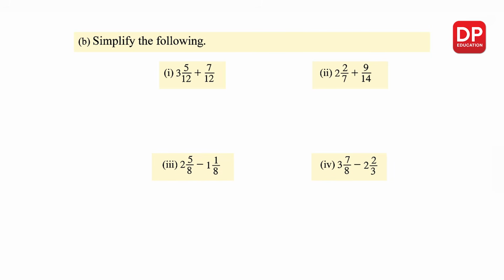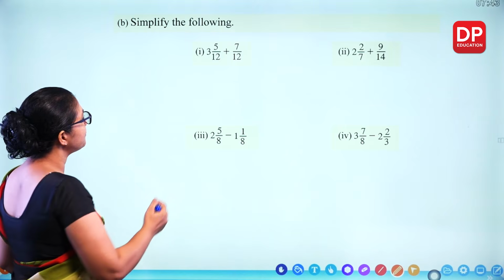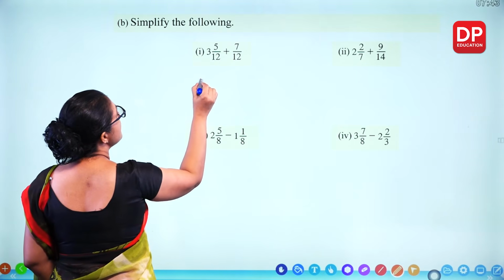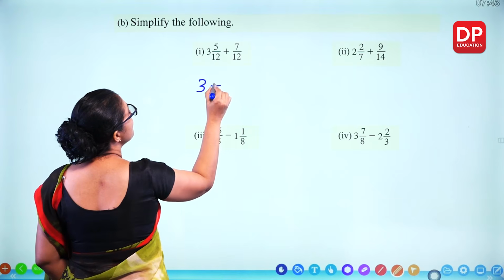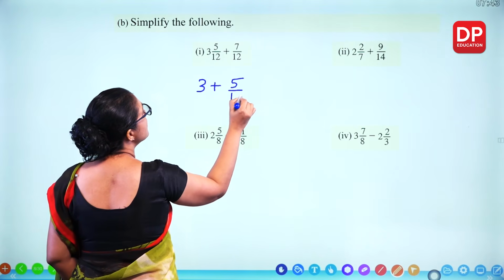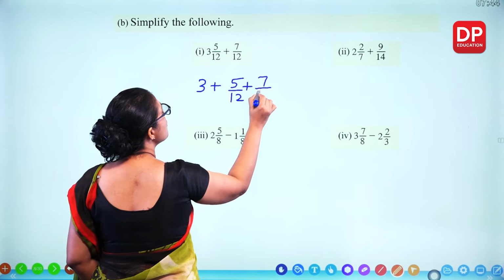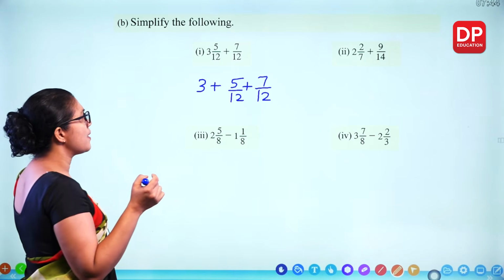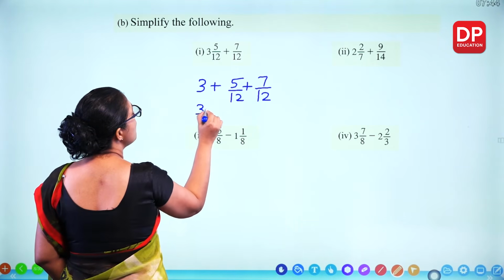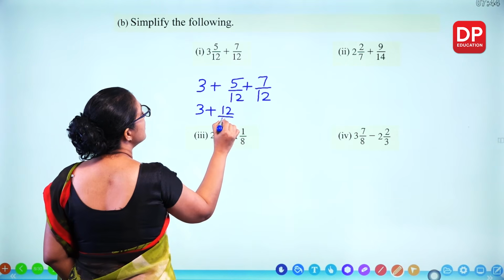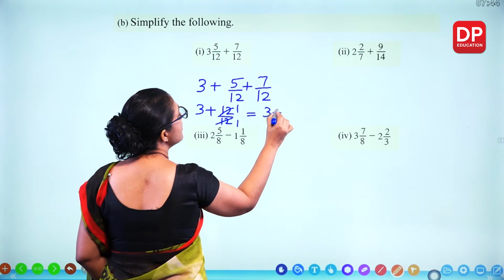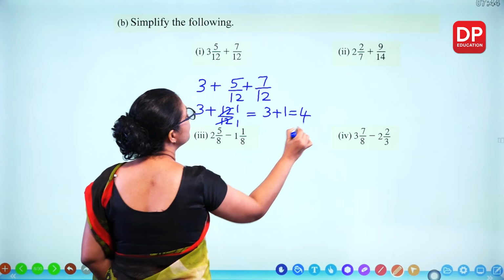Simplify the following. So how do you simplify? You can add the whole numbers first. 3 is there. Then 5 over 12 and 7 over 12. Same denominator, you can add the numerators. 7 plus 5, 12. 12 over 12, you get 1. So 3 plus 1, that's 4.